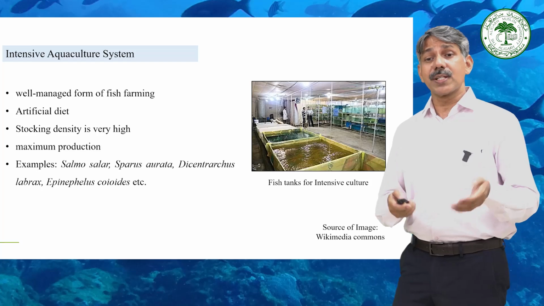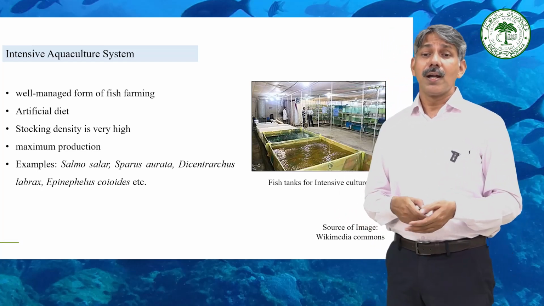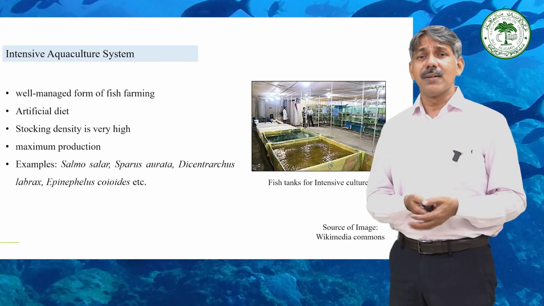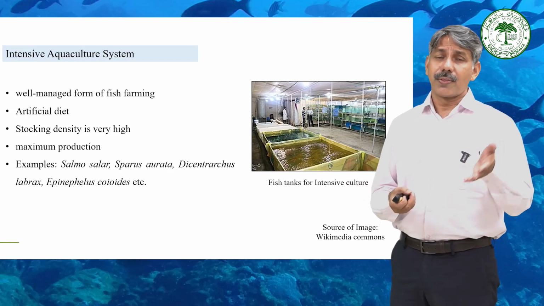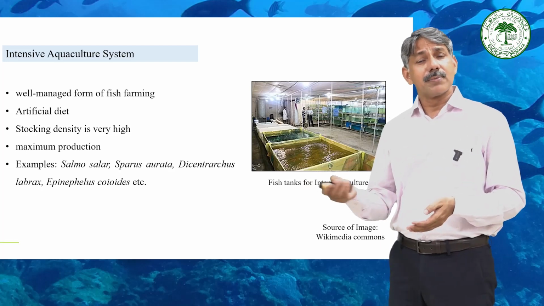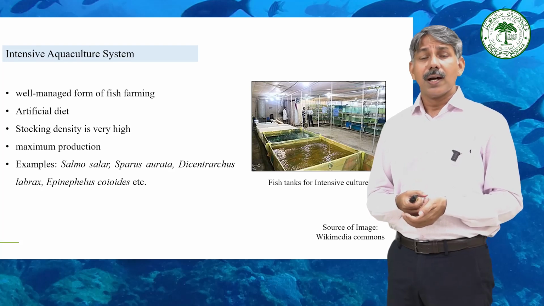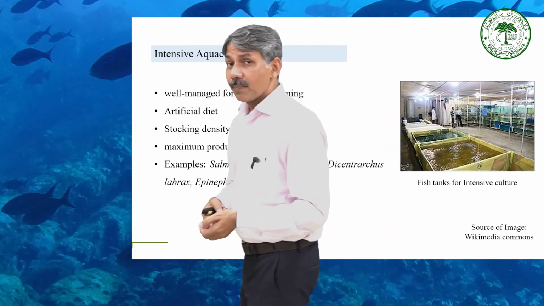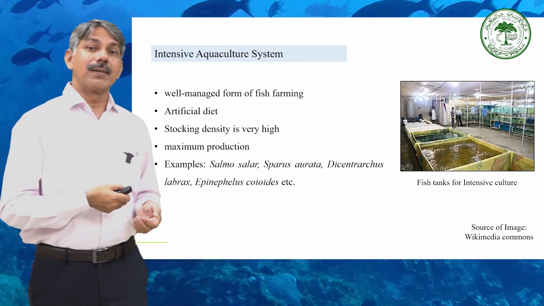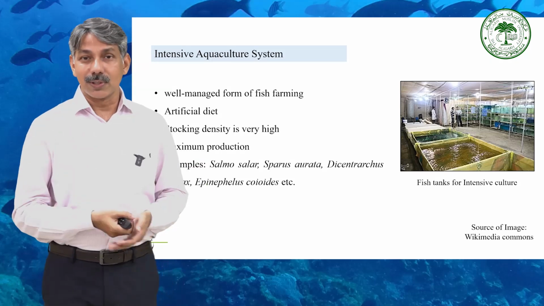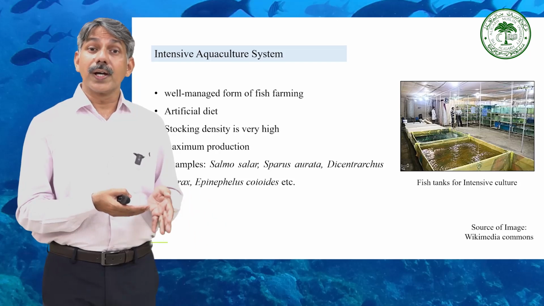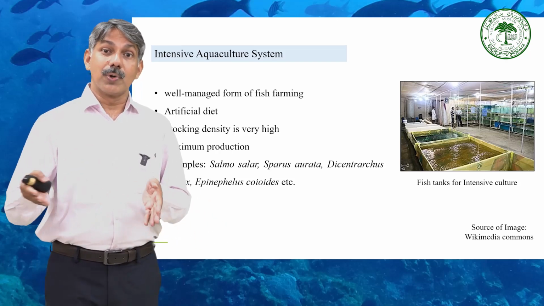There are many species for which intensive aquaculture is being done. For example, Salmo salar. We have Dicentrarchus labrax, and even in India, we are now doing intensive aquaculture with the very popular Pangasius species, and some of the prawns and shrimps are also being produced these days in India with recirculatory aquaculture systems. We have popularized intensive aquaculture across the country, in many inland regions. Now we are doing recirculatory aquaculture systems of many important, commercially important fish species.